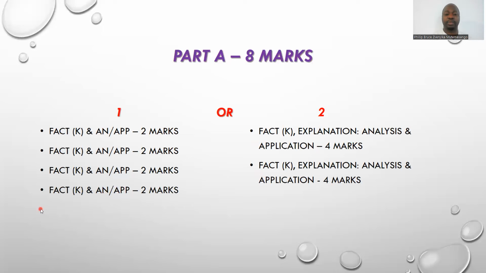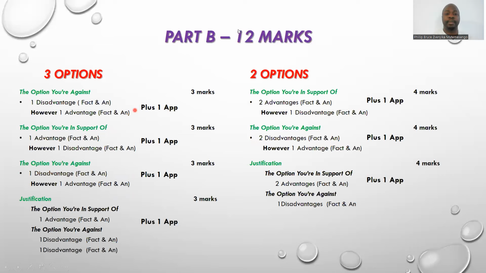Then let's talk about part B. Part B carries 12 marks. And how are you supposed to get these 12 marks? You are supposed to use either of these 2 approaches that I've shared on the screen. The first approach relates to where you are given 3 options or 3 areas to discuss. And the second approach is where you are given 2 options or 2 areas you are supposed to discuss.